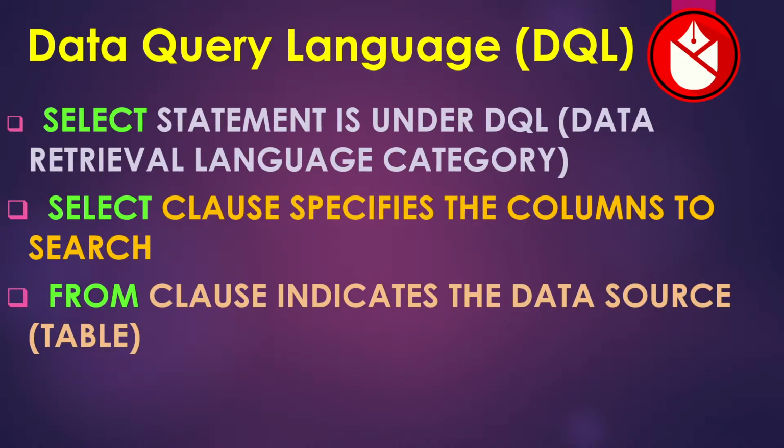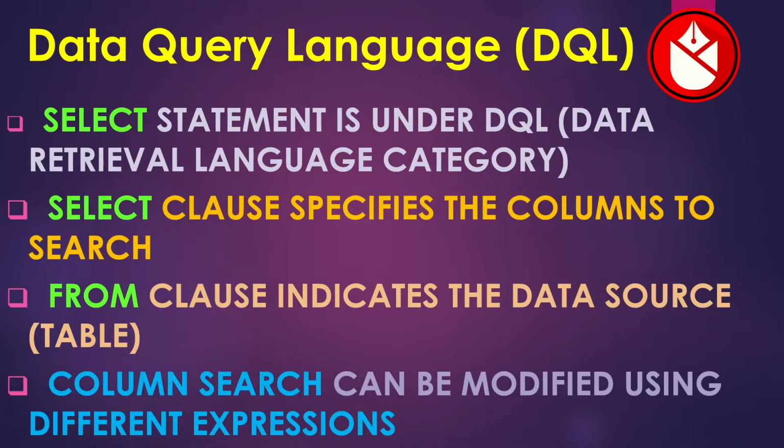From clause indicates the data source or the table. Select clause is always followed by the from clause, that is, from which data source select would search the data according to our requirement. As we are always searching our data from a table, our data source is always a table, and simply the name of the table from which we are collecting our data would be with the from clause.